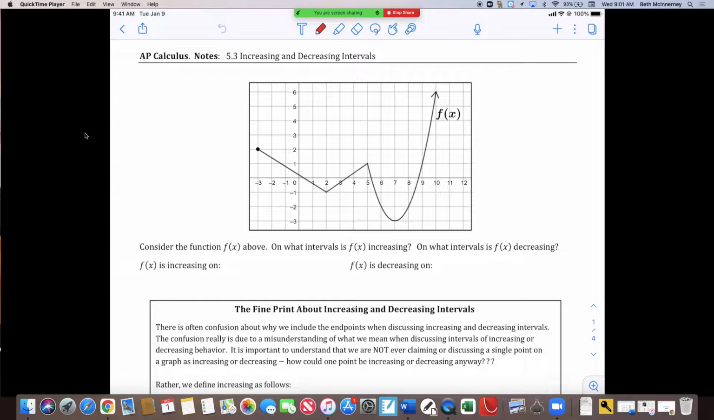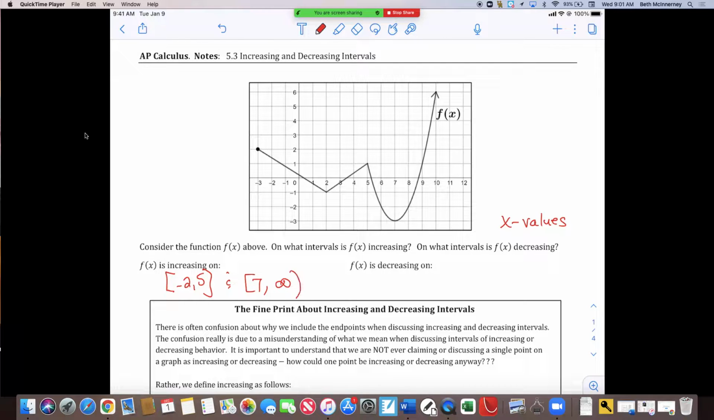In general, what do you think increasing on a function means? Going up, right? So as you look at the graph from left to right, it's going up. So f of x is increasing from -2 to 5, and then it increases again when x is 7 to infinity. So we do use x values to describe increasing and decreasing.